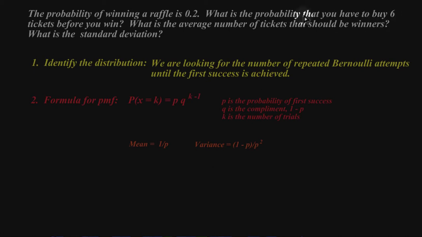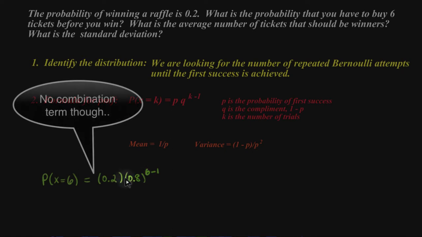What is the probability you have to buy 6 tickets before you win? So here we have plugged into this probability mass function. It's a mass function because it's discrete. Whenever you're dealing with continuous functions, this will become a PDF, probability density function, because it's a continuous curve. Here we have 0.2, which is the probability of winning, times the probability of not winning, raised to the 6 minus 1.